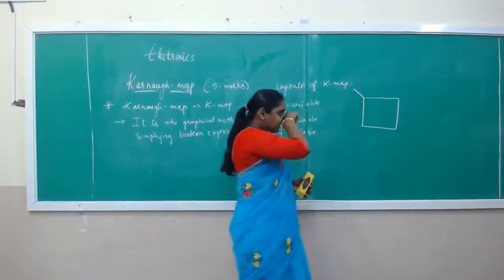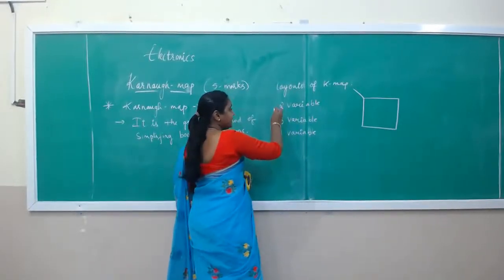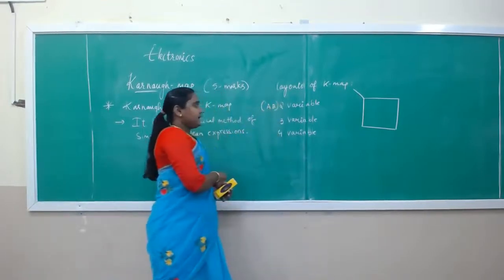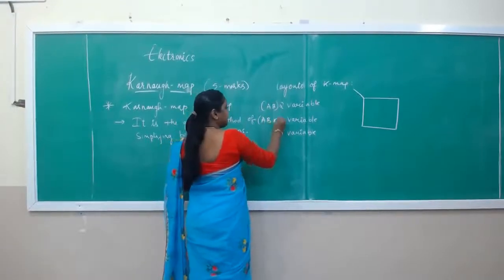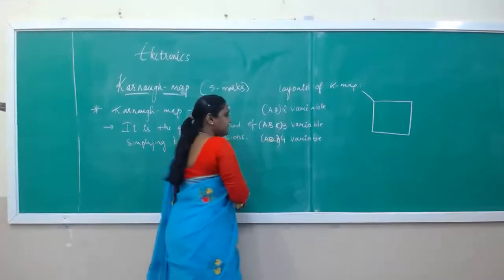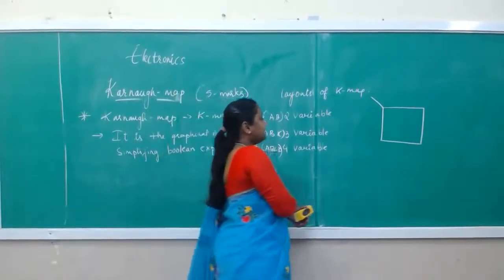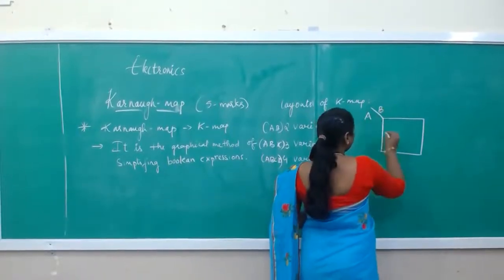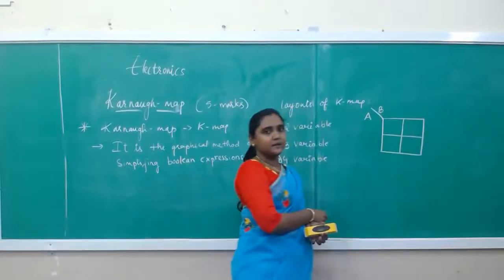Layout means this will be fixed for the number of input variables. If the input variables are only 2, that means the equation is having only A and B. If the equation is having A, B, and C, it is a 3-variable. If the equation is having A, B, C, and also D, then it is called 4-variable. Okay. So in the 2-variable layout, what happens? There will be only 2 variables to represent in terms of K-map.